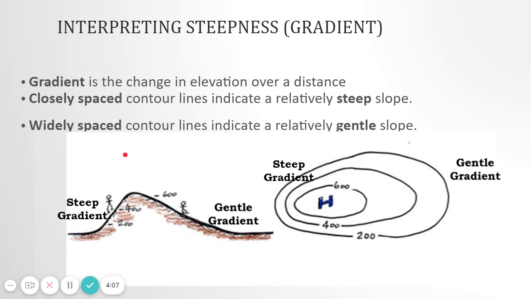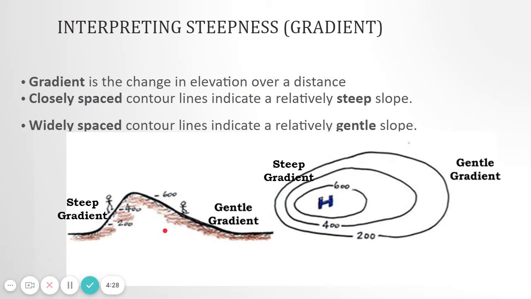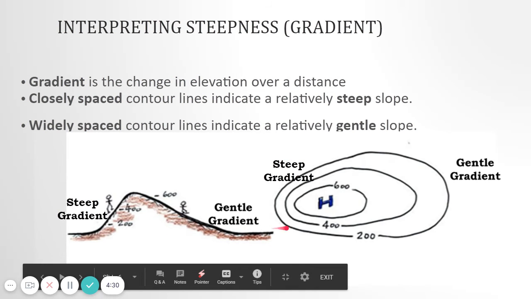Lines that are widely spaced apart indicate a gentle slope, meaning that it is flatter. So the elevation is changing very slowly. Again, these two maps are the same thing. So here are the contour lines. They're spaced out a lot more. We call this a gentle gradient. Here is the side view of this map. This is if you were looking at it from the side rather than looking at it from above. And this is a much gentler slope or gradient than this side.